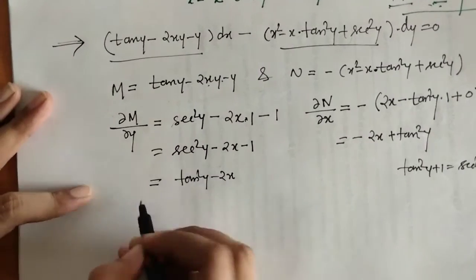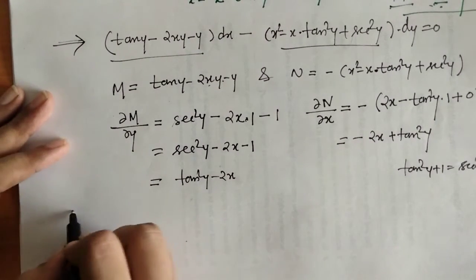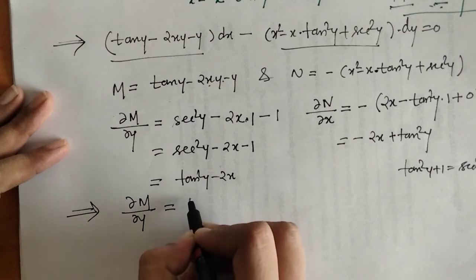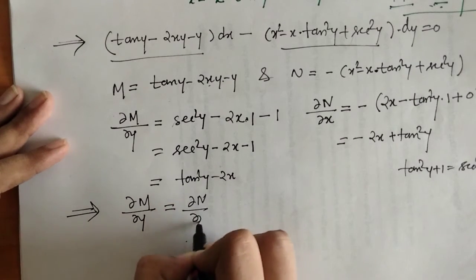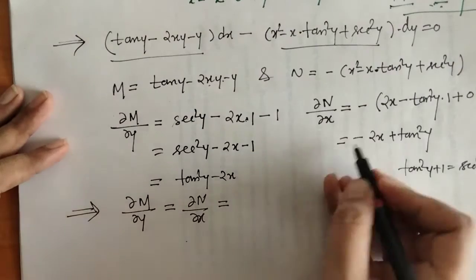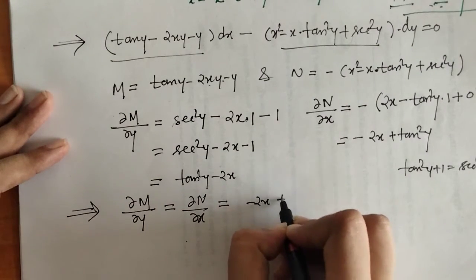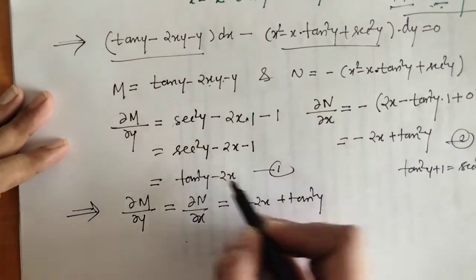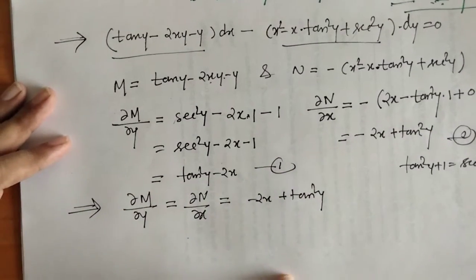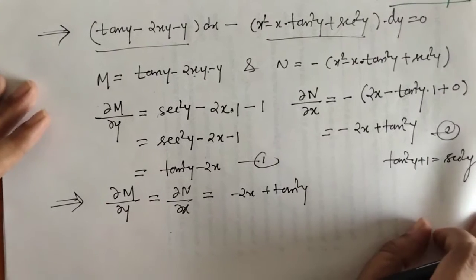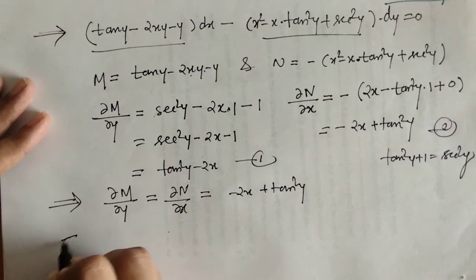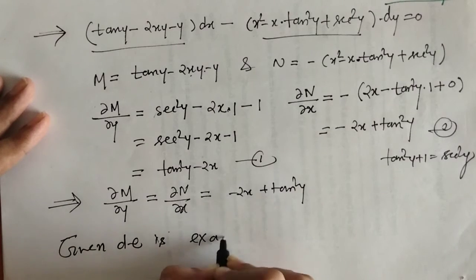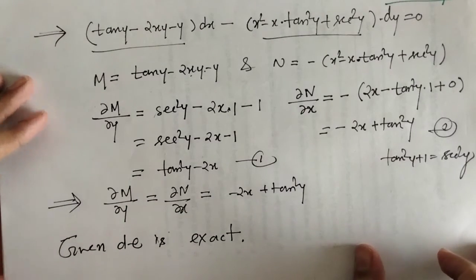Now we can see that del M/del y is equal to del N/del x, and what is its value? This is minus twice x plus tan square y. We got both equal. So what do we have to write here? The given differential equation is exact, right? So what is its solution now?